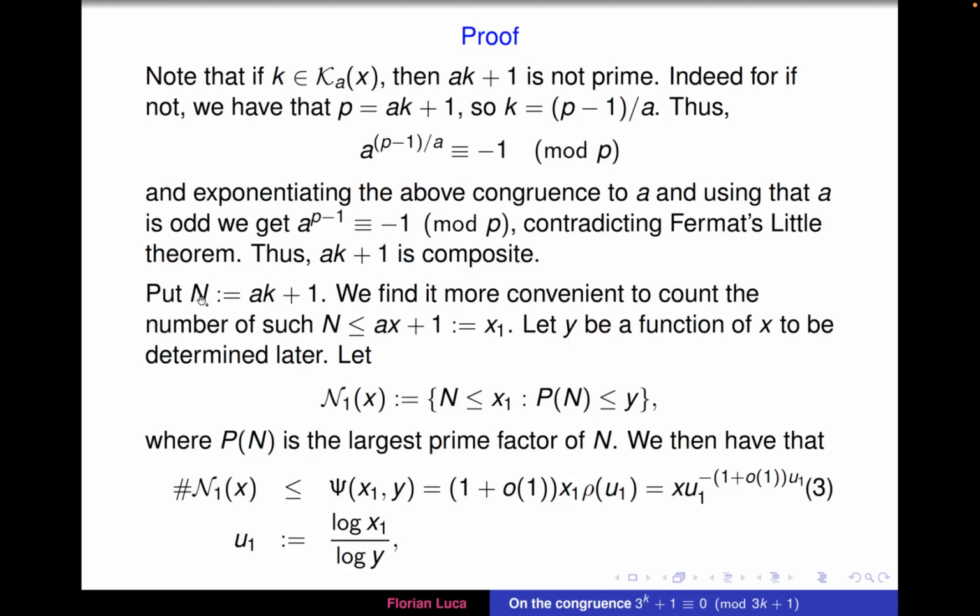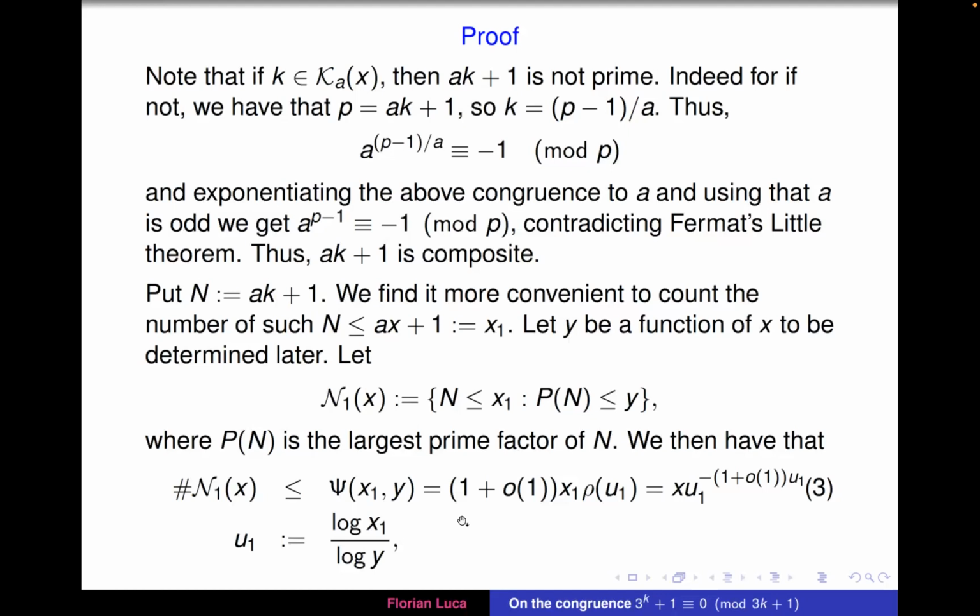So let me look at numbers of the form capital N equal ak+1. I find it more suitable to count those integers. So instead of counting integers k up to x with the property that a to the k+1 is divisible by ak+1, I'm going to count numbers capital N, which are 1 modulo a. So they are 1 plus a times k, where after I subtract 1 and I divide by a, that number k is suitable. So it satisfies, if you want, a to the power (n minus 1) over a is minus 1 modulo n. And then the way we do it, a lot of those arguments proceed like this.